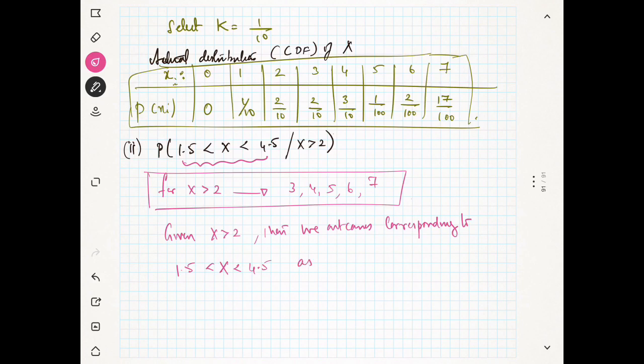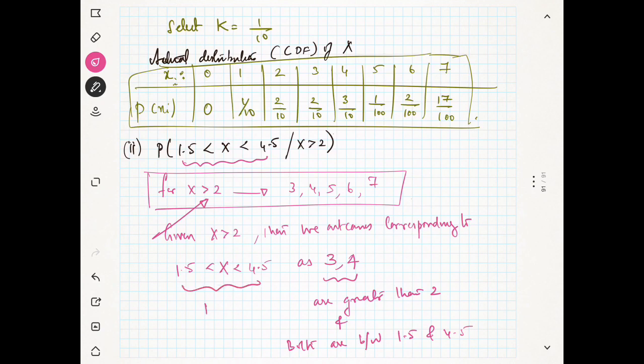What are all the outcomes? Given that x is greater than 2, you can count only this. That means you have 3 and only 4, right? You have 3 and 4, because 3 and 4 are greater than 2, and both are between 1.5 and 4.5. So this is satisfying two conditions. So we have only two outcomes.